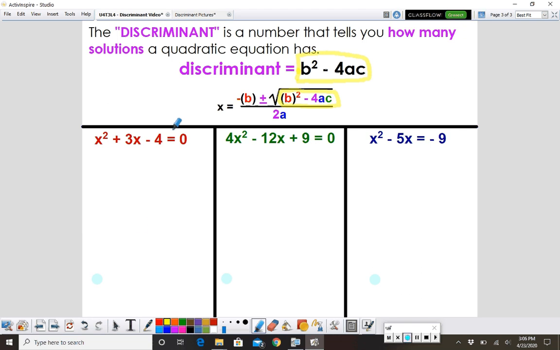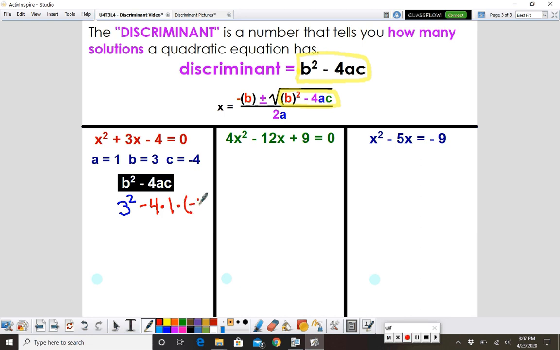So what we do is we take an equation that's in standard form, and we identify our a, b, and c values. Okay, so our a value is 1, our b value is 3, our c value is negative 4, and then we're going to use this formula, b squared minus 4ac. So I'm going to take my b value, which is 3, and do 3 squared minus 4 times a, which is 1, times c, which is negative 4.